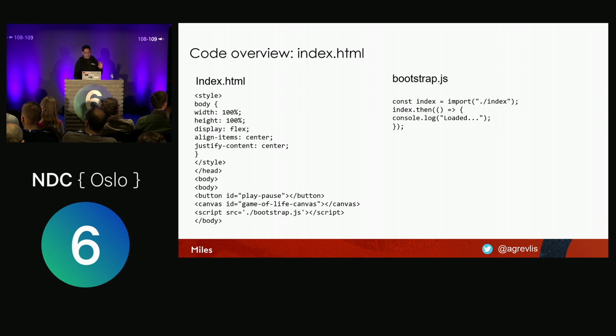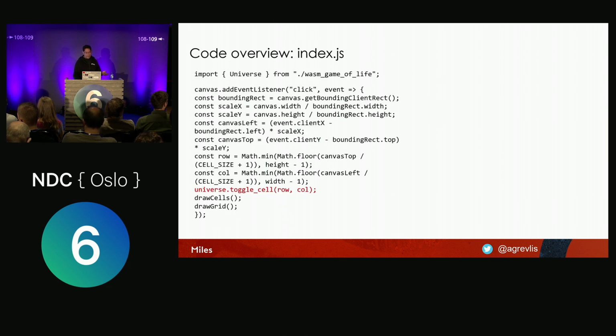We define an index.html file with a bootstrap.js file, and we load this again asynchronously. And then after that, we can, for example, add some parameters to our simulation, and we can also define the event handler if we call this universe toggle cell, for example.